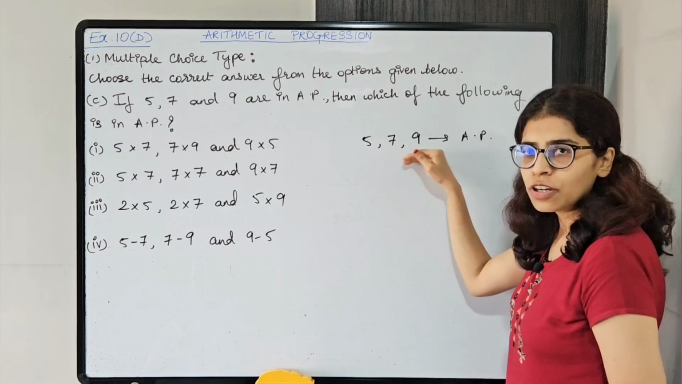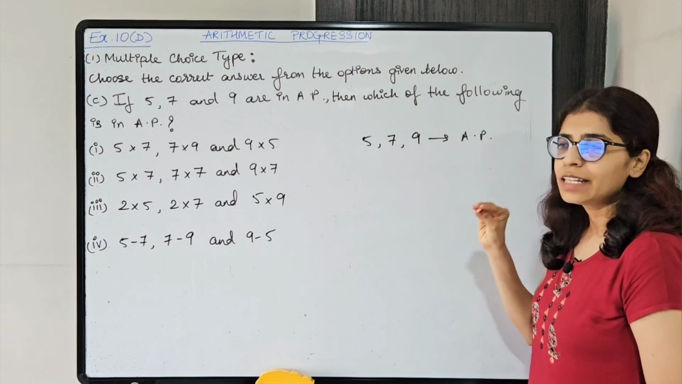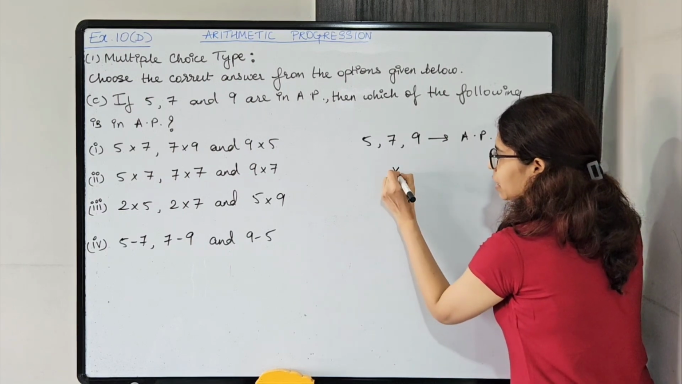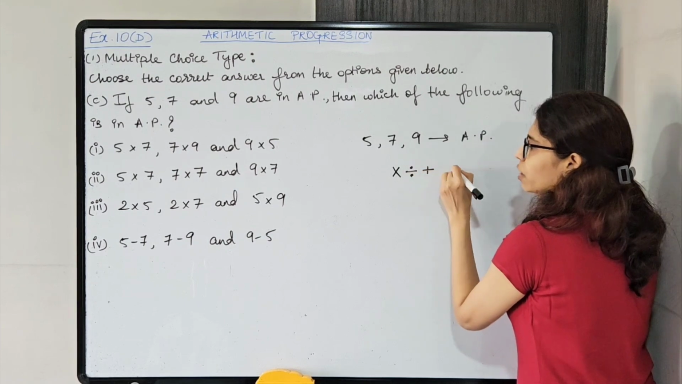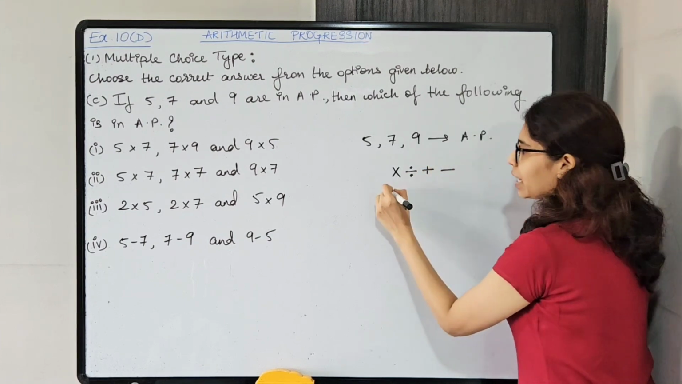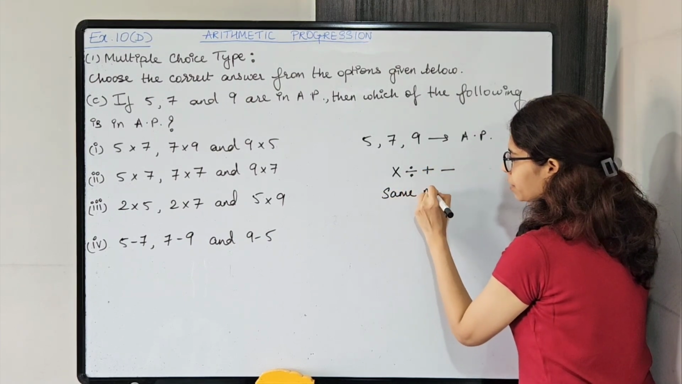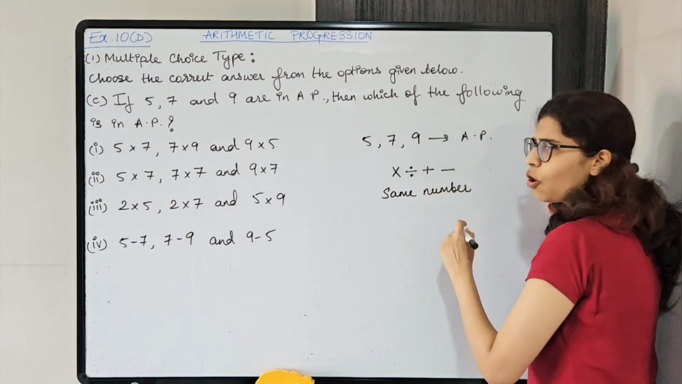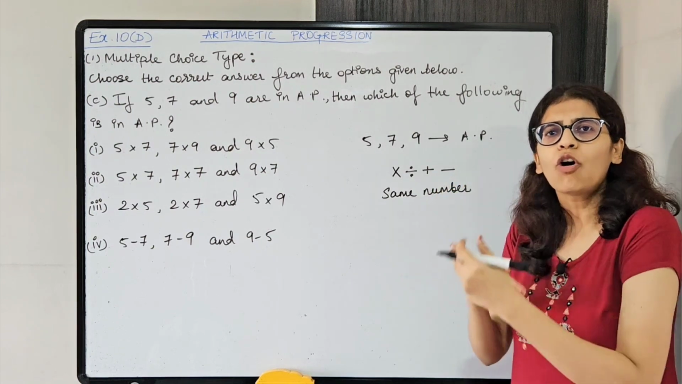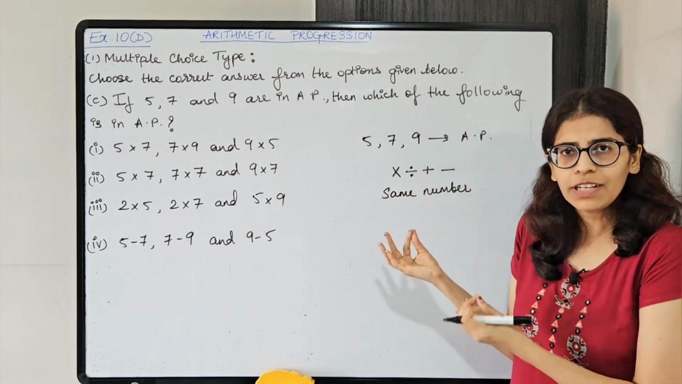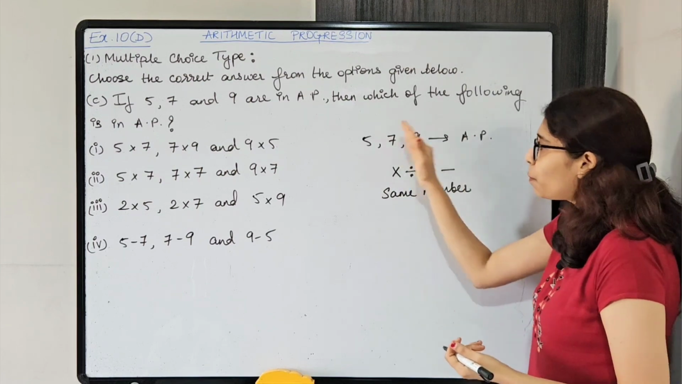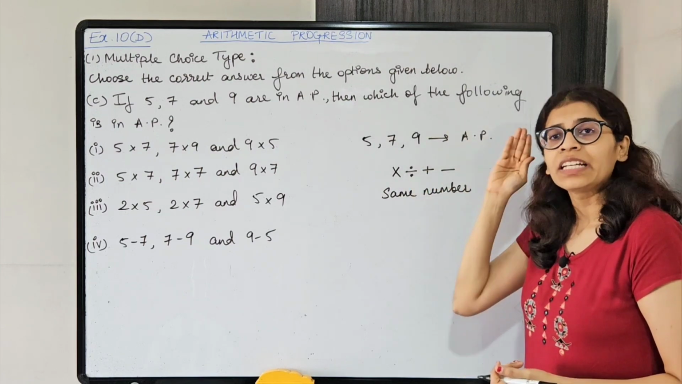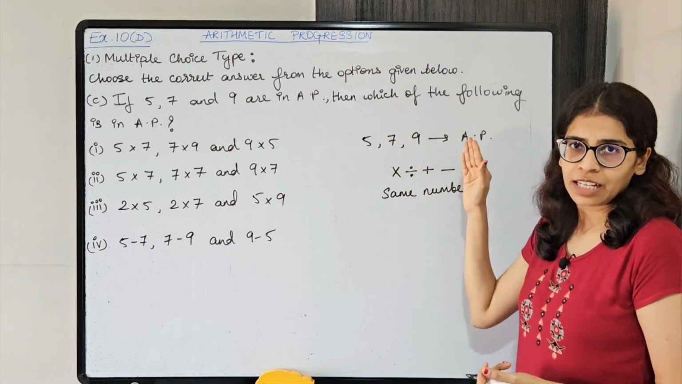Now, when you are given an AP and if you are multiplying, dividing, adding or subtracting by same number, और नंबर नहीं है या फिर कोई और टर्म है, variable है, whatever it is, but it is same throughout and same operation perform कर रहे हैं, then it will still remain an AP.